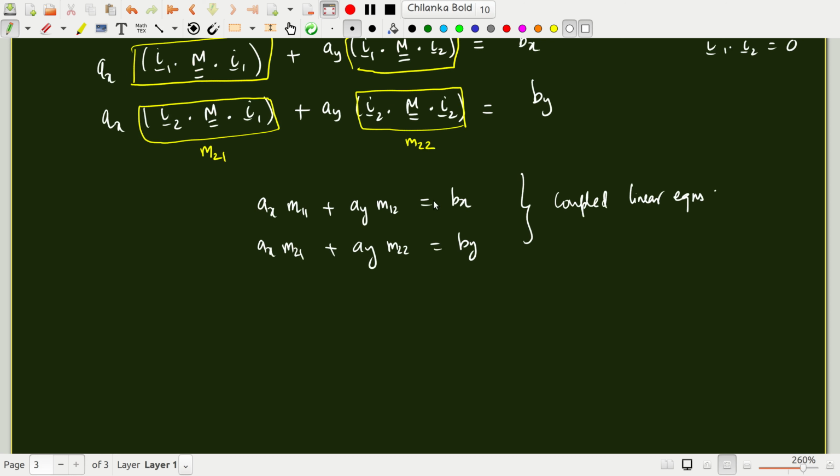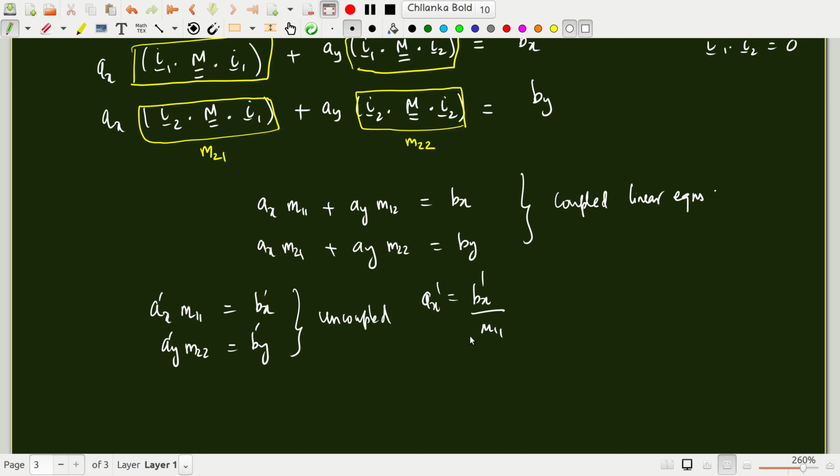They are coupled because you cannot solve them separately. The equations both have x and y, Ax and Ay. Now think about a hypothetical case like this, where I put a prime here. These are uncoupled because I can simply write Ax prime as Bx prime by M11, and you can solve these two equations separately. Ay prime is By prime upon M22.